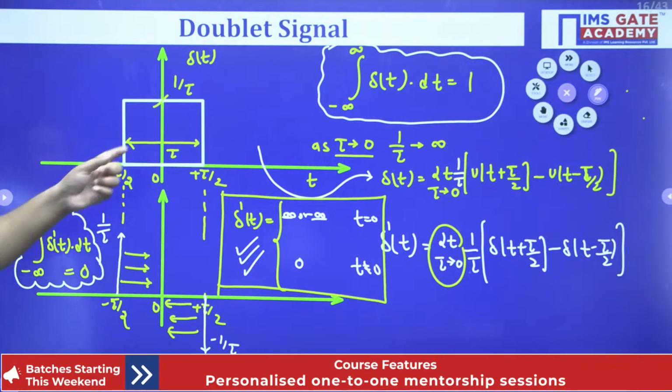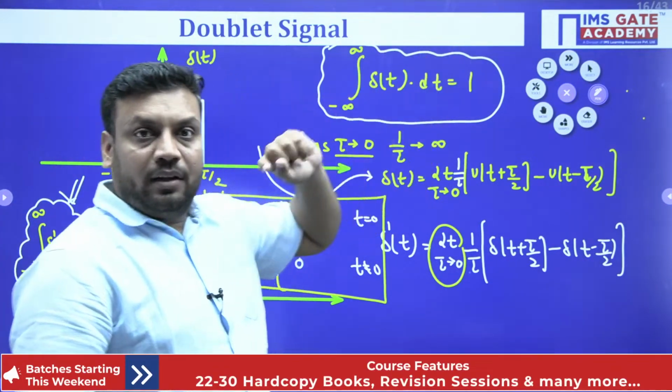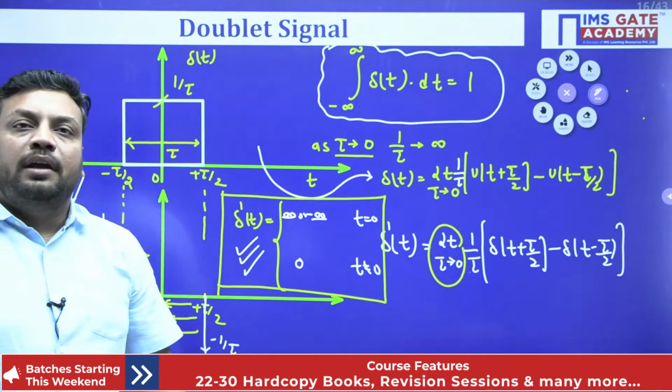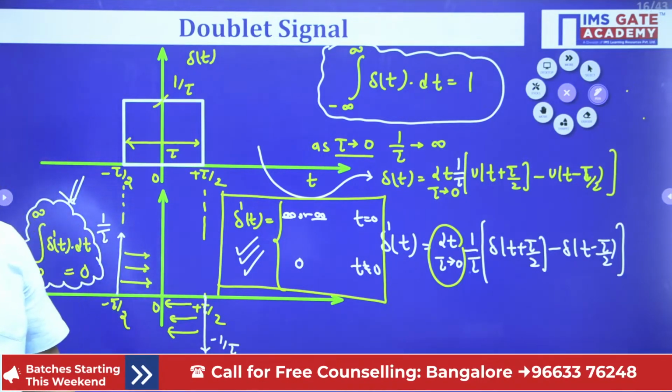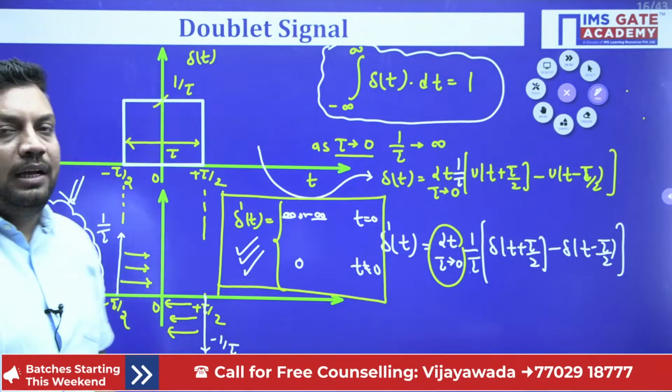Similarly, if I talk about the impulse signal, at t equal to 0 it goes to infinity, and the area is equal to what? 1 only. Is it clear or not? This is nothing but my doublet signal. I think it is clear to you.